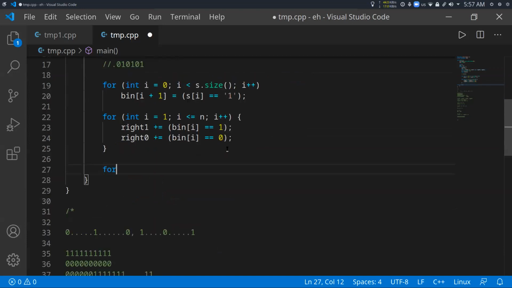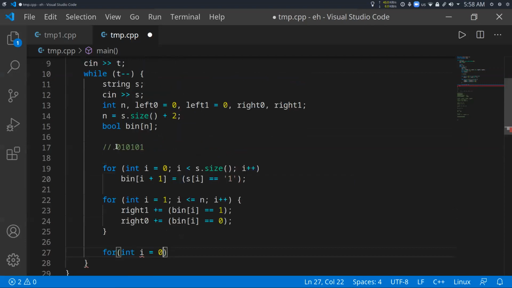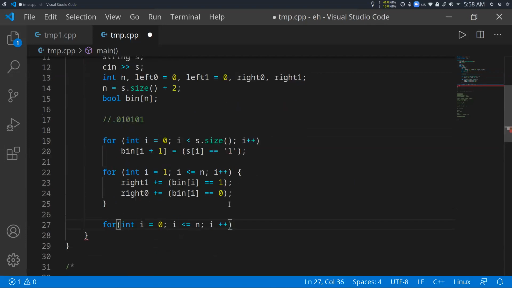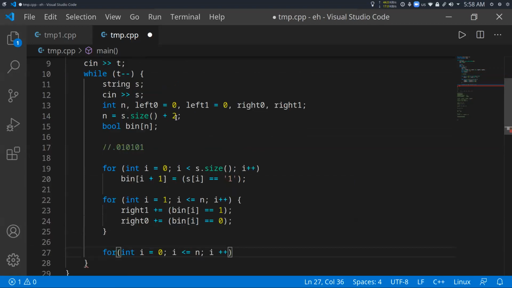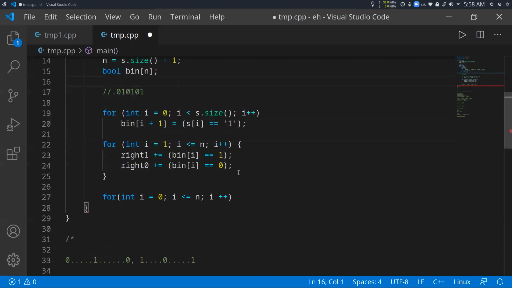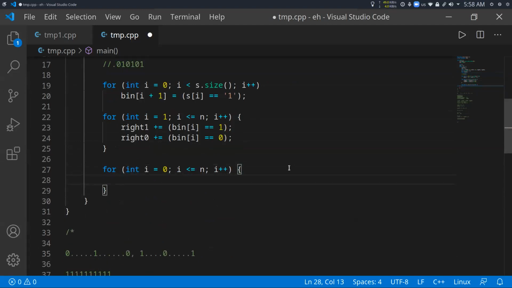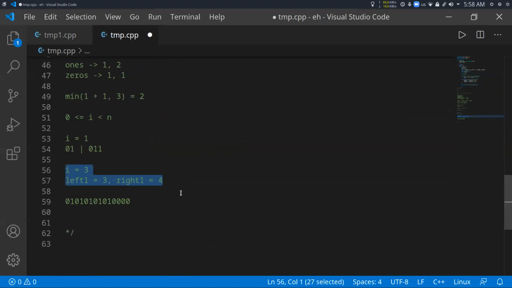So here, let's start the second loop for calculating for each i. We'll start from zero, because we want to take this empty part, as the right part will also be considered. Actually, we don't want to add this empty part at the end, because we'll just consider the whole string once. It doesn't make sense to calculate the whole string twice. So we'll make this size minus one.